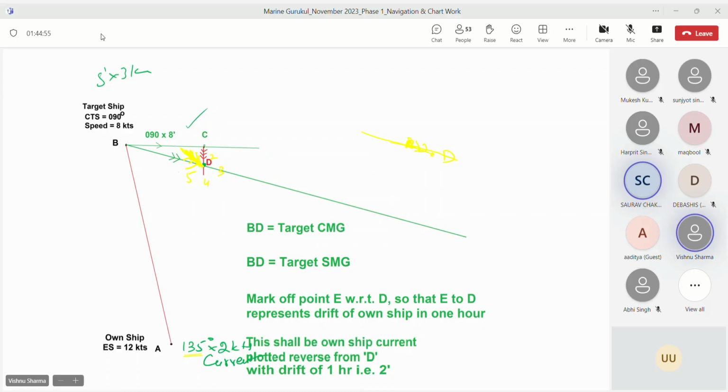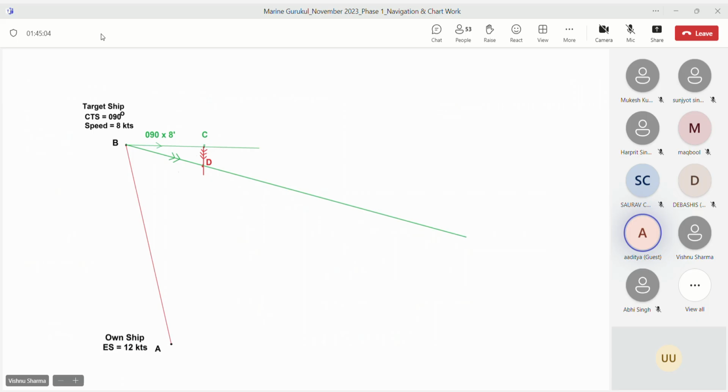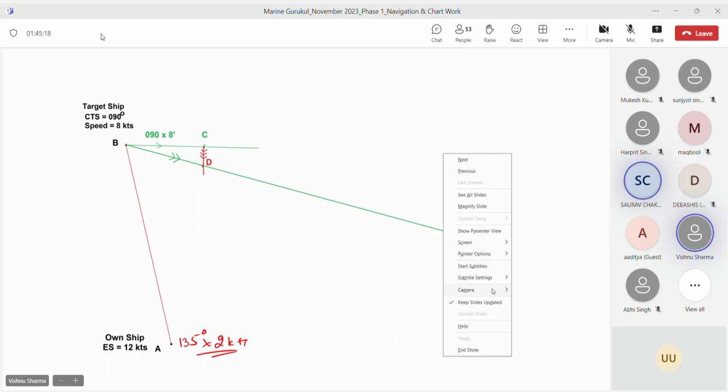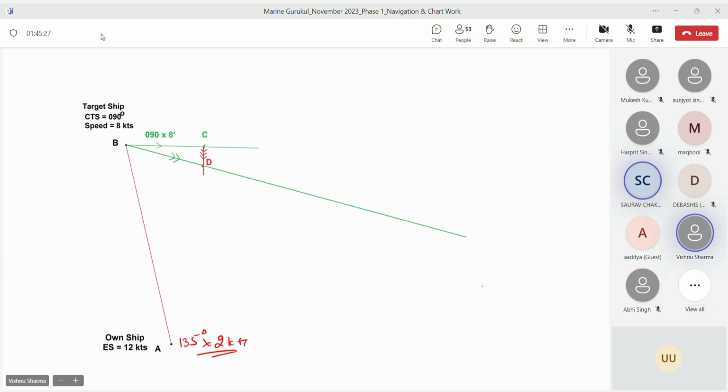So I asked you, beta, I gave you a few options here. Let me clear it and then ask you again. Here I had asked you that if the own ship is experiencing a current of 135 degrees at 2 knots, right? Yes, sir. So if a current setting 135 degrees has to drift your vessel in 1 hour to point D, then if I take 135 from D, the vessel will drift away from D in 1 hour. It will not remain at D.